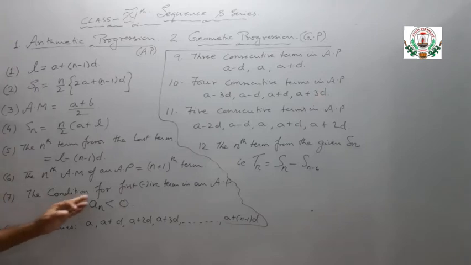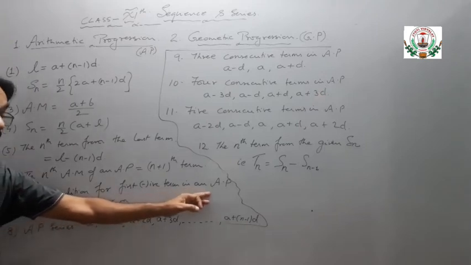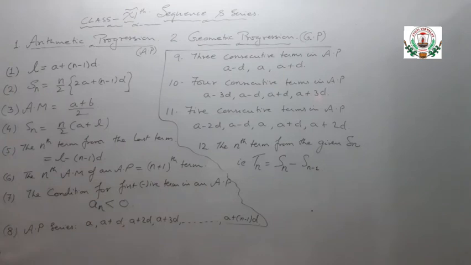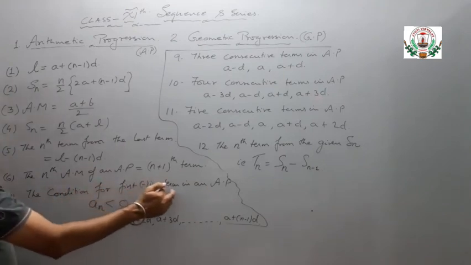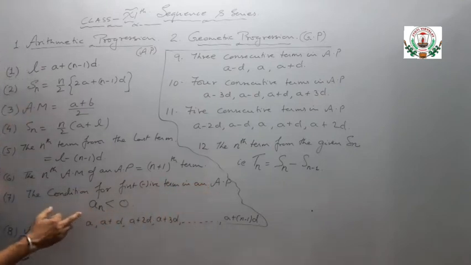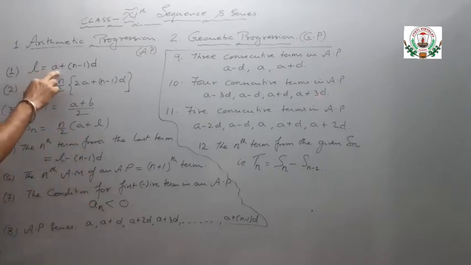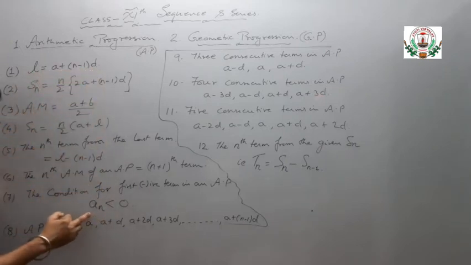The condition for the first negative term in an AP. Negative term कब आएगा? 0 से कम negative terms होते हैं. So for the condition for the first negative term in an AP, we always consider that the last term must be less than 0, and the last term formula is L equals A plus (n minus 1) into D. We will apply it and calculate the first negative term of an AP. And the number of terms is never negative, neither 0 nor in fractional form.